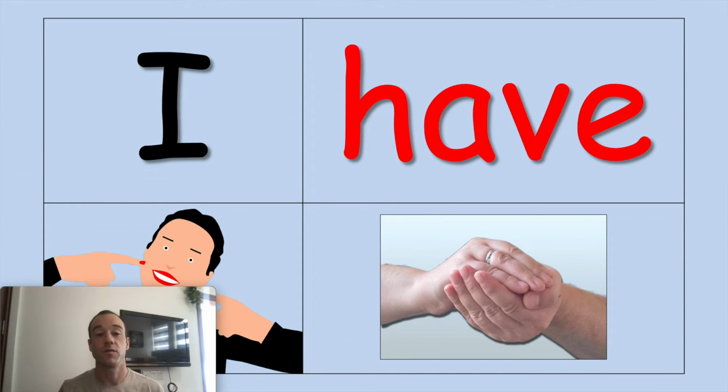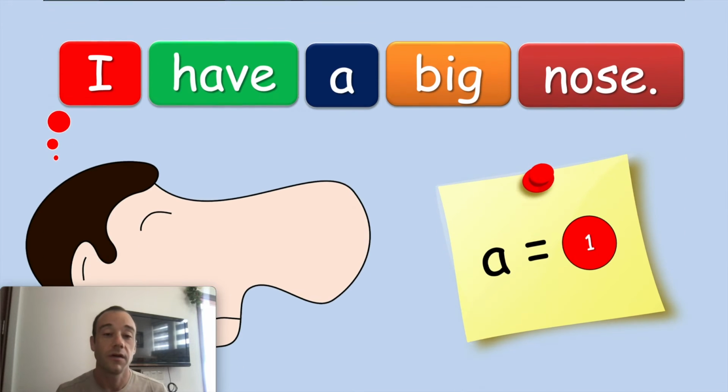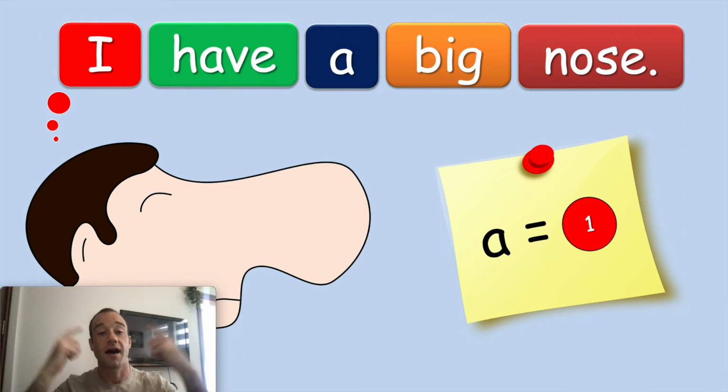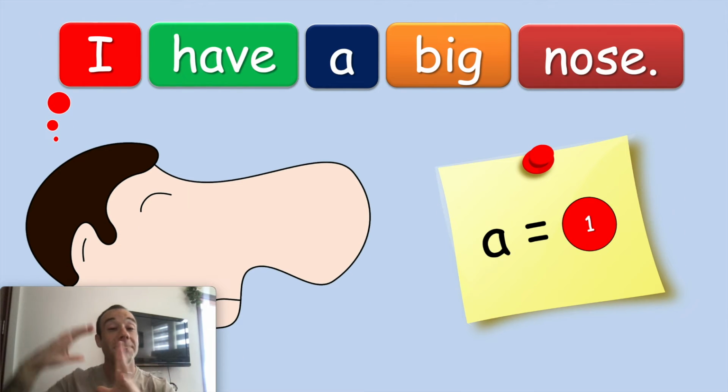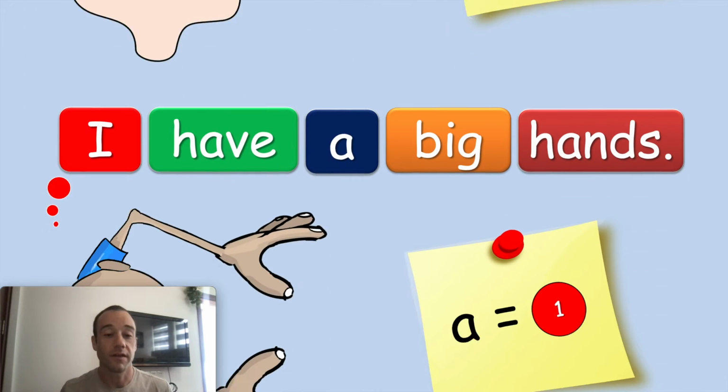Now for each one of these words, we should be doing an action. I have, and the kids should be following along, doing the actions with you. You can show them the full sentence. I have a big nose, okay? You can emphasize to them that a means one, okay? Drill it a few times, then go to the next one, okay?